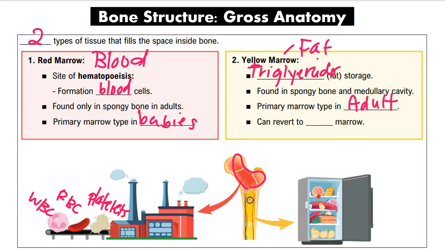So, what does that mean? Yes, we're going to have it in long bones in the medullary cavity. That's what's going to be filled in that shaft that we're going to talk about next. And also, we're going to have some yellow marrow in the spongy bone areas.